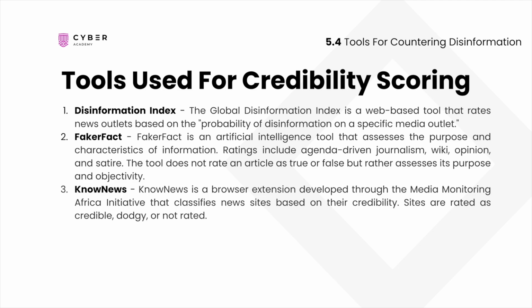The Global Disinformation Index is a web-based tool that rates news outlets based on the probability of disinformation on a specific media outlet. This rating system will cover all types of media and will be a real-time score. FakerFact is an artificial intelligence tool that assesses the purpose and characteristics of information. Ratings include agenda-driven journalism, wiki, opinion, and satire. The tool does not rate an article as true or false, but rather assesses its purpose and objectivity.